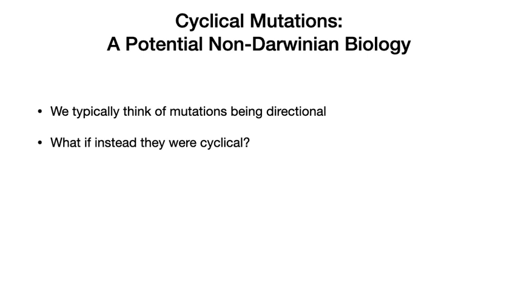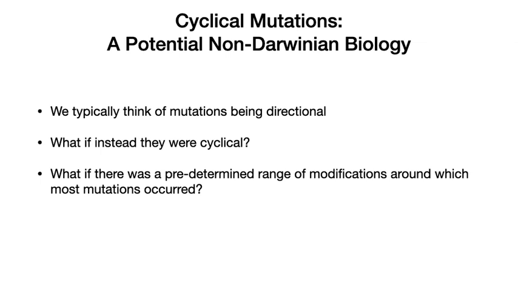So if we think about cyclical mutations, let's say, what if there was a predetermined range of modifications around which most mutations occurred? What if there was kind of predefined ways that genes were likely to mutate, right?